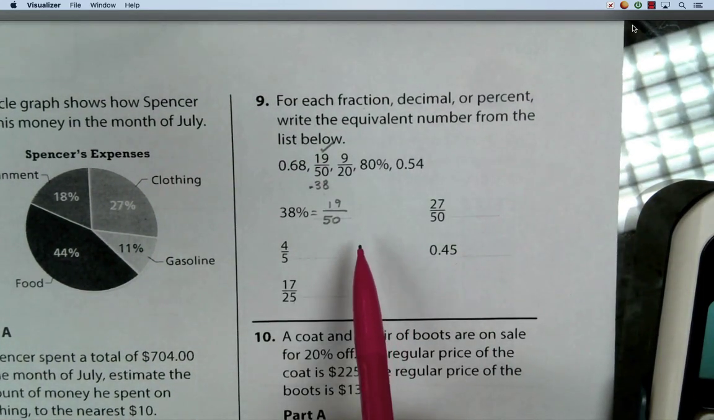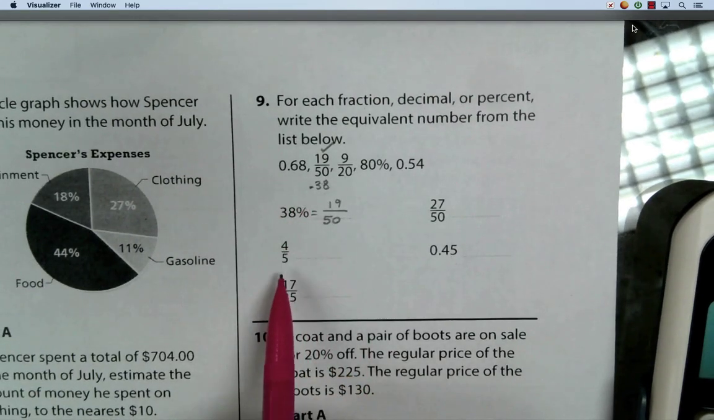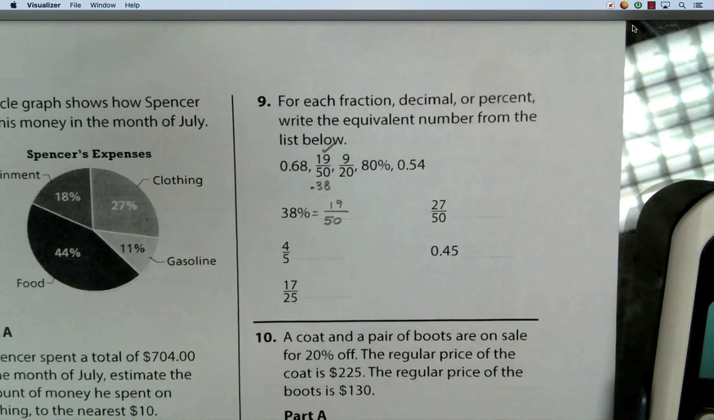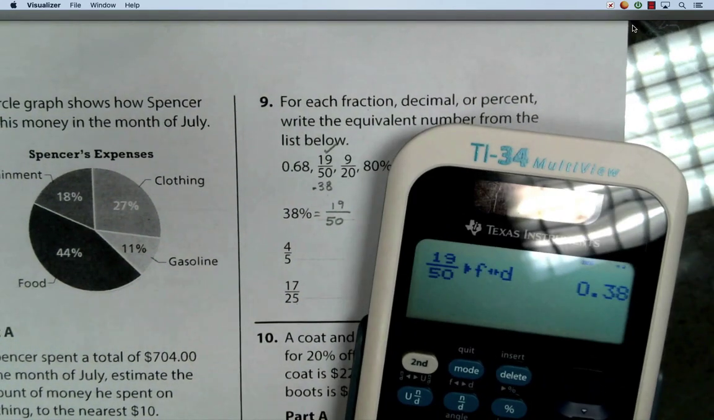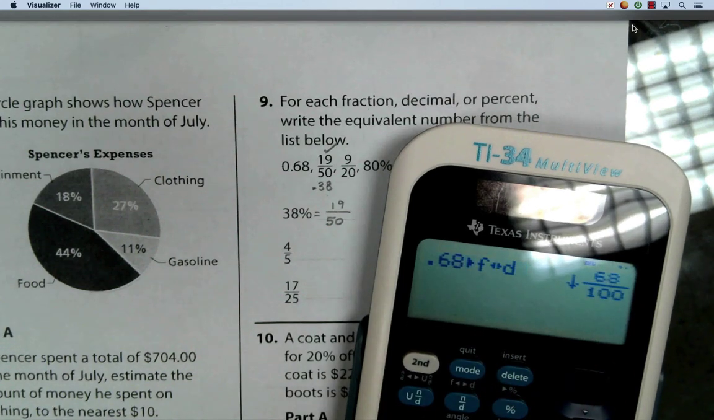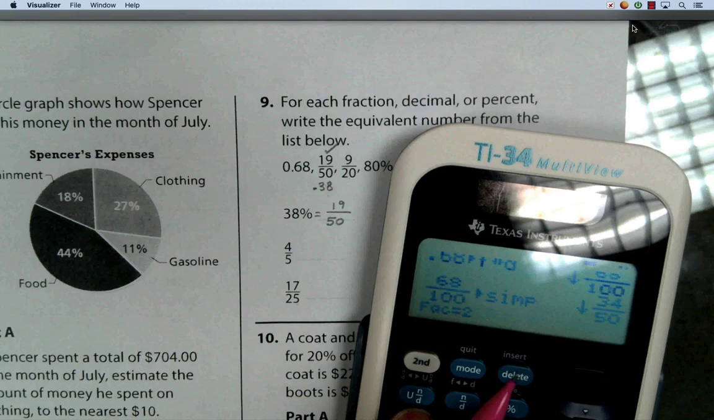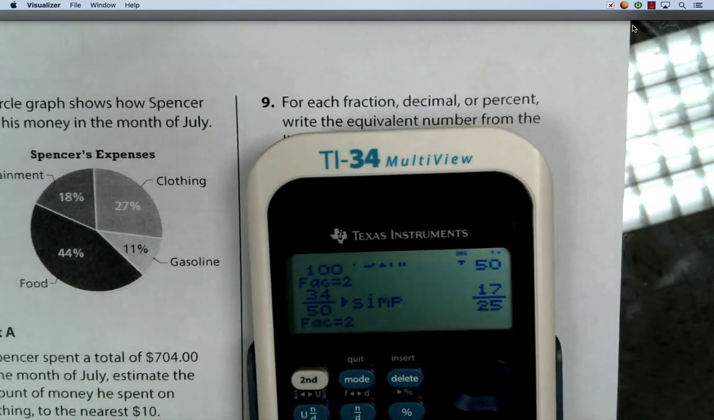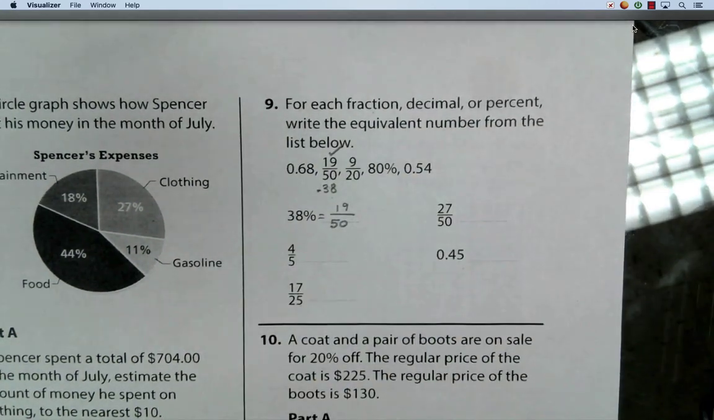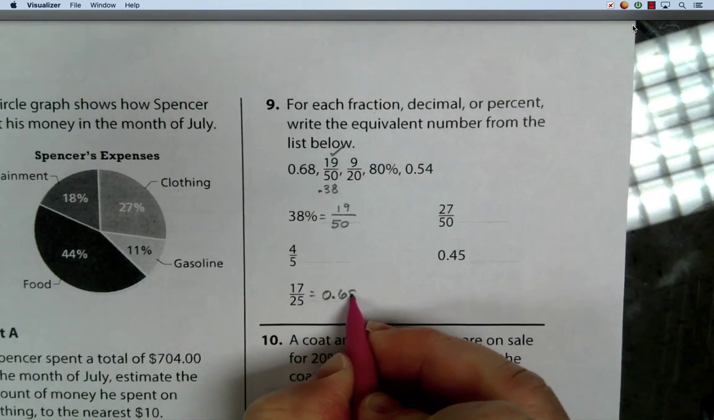Now, 68 hundredths we got to match with one of these, okay? So let's do that. So 0.68, and we're going to convert fraction decimal, simplify again, and I get 17 over 25. Do I? Ooh, I do. So this one, okay.